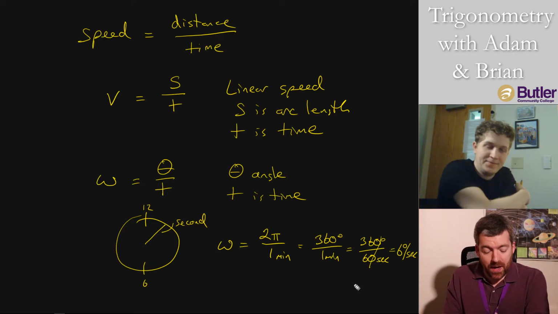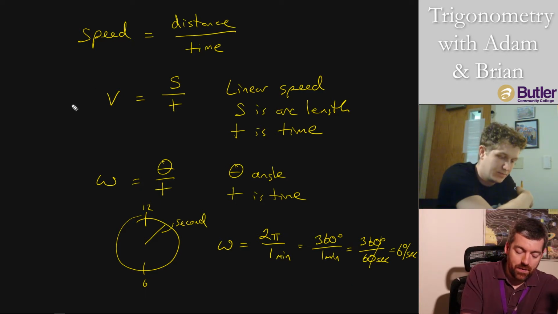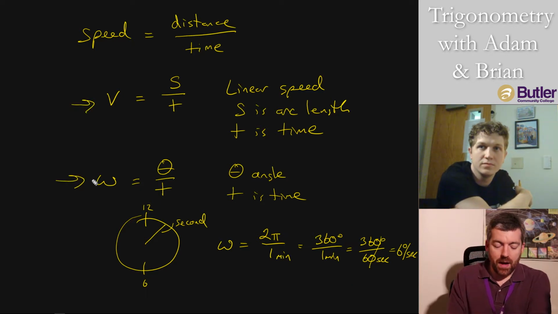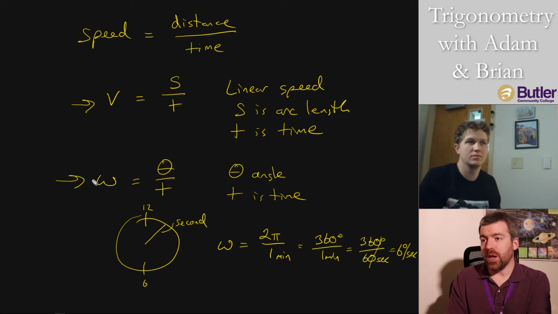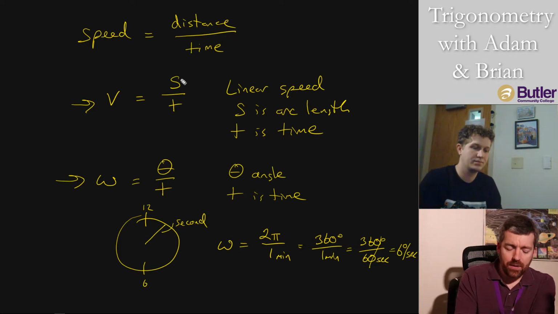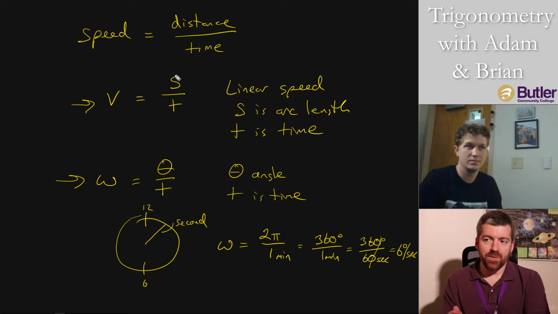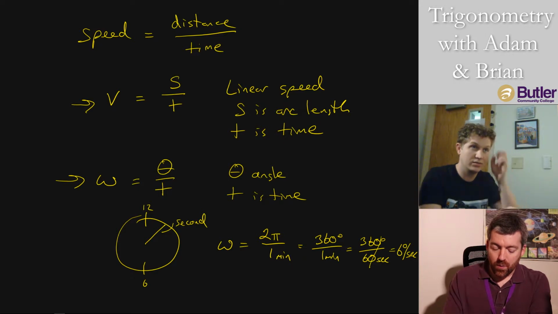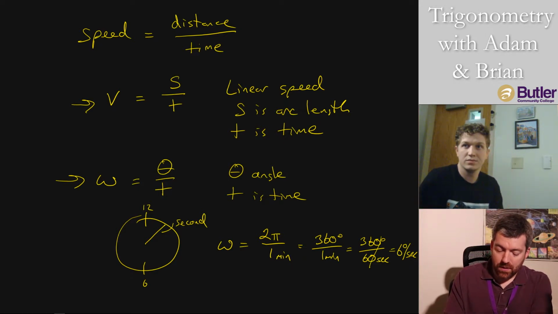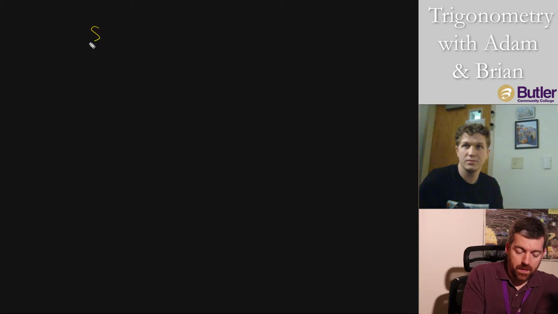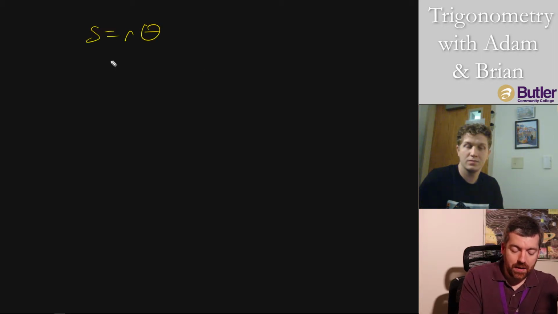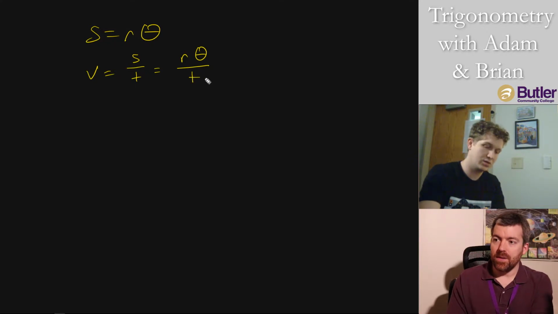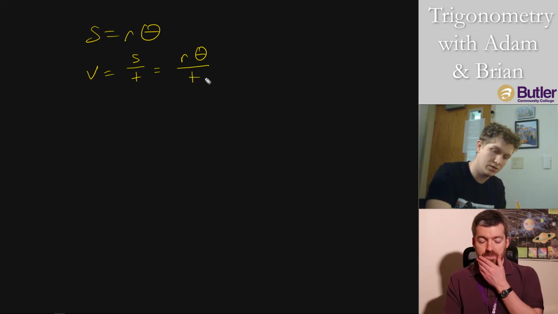Now, the linear speed formula and the angular speed formula relate, as in we can go from one to the other. Notice S here is the arc length. What was the formula we had for arc length? S equals the radius times theta. Right. So S equals r theta. V is S over t, but S is r theta. So V equals r theta over t.